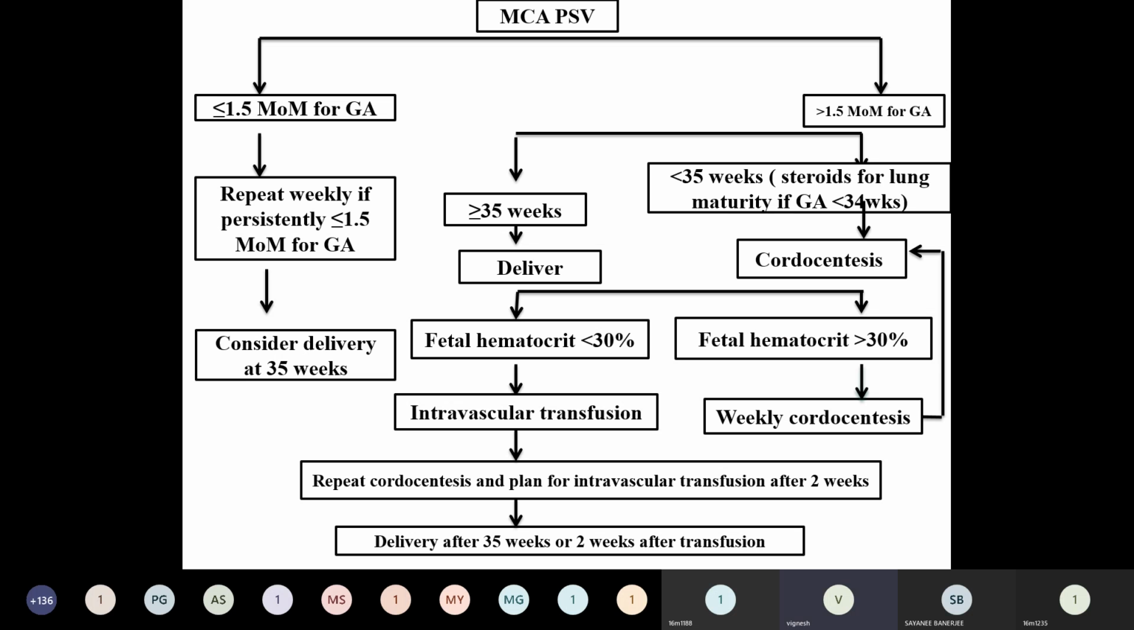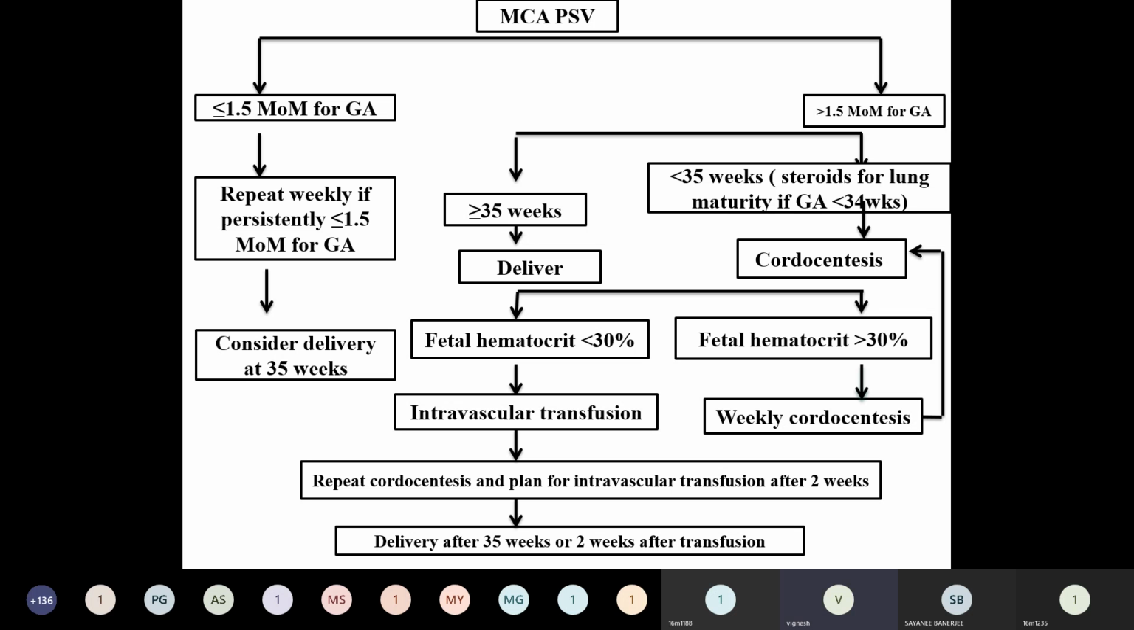So MCA PSV, that is peak systolic velocity, middle cerebral artery Doppler: if it is less than 1.5 MoM for the gestational age, you repeat the Doppler weekly, and if the results are persistently below 1.5 MoM for the gestational age, you continue the pregnancy and deliver at 35 weeks.